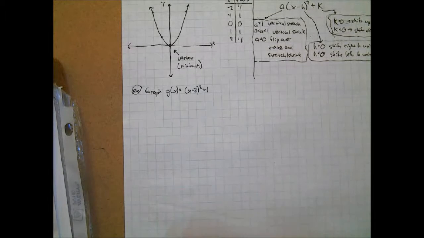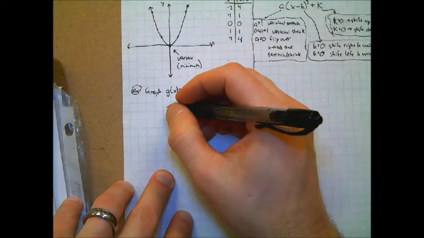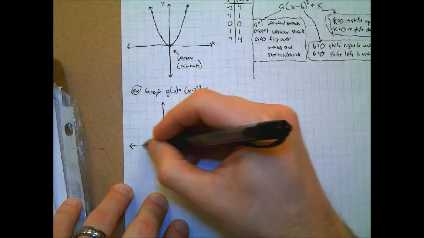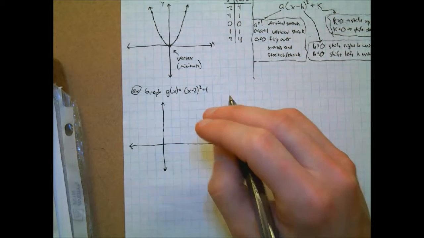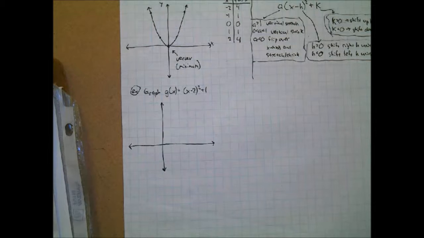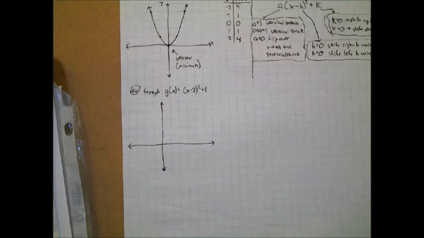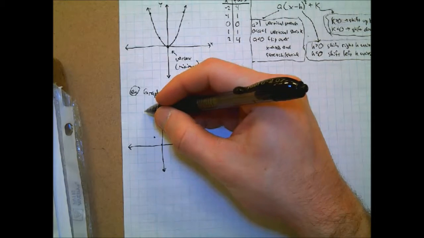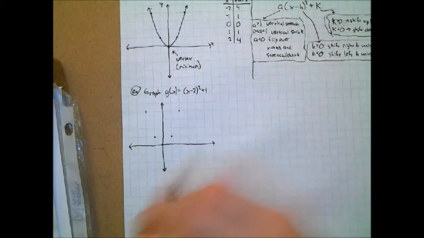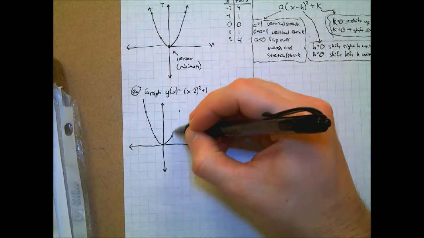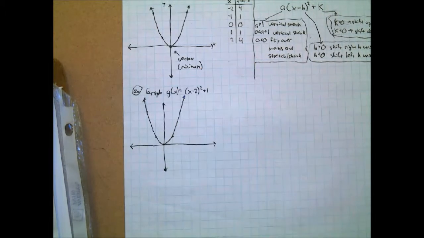Okay. Now, for our purposes, I'm going to graph the parent function again. So I'm going to graph plain old parent function x squared. I'm just going to reuse those same points we had, so 0, 0, 1, 1, negative 1, 1, negative 2, 4, and then 2, 4. And just to have a comparison in here.